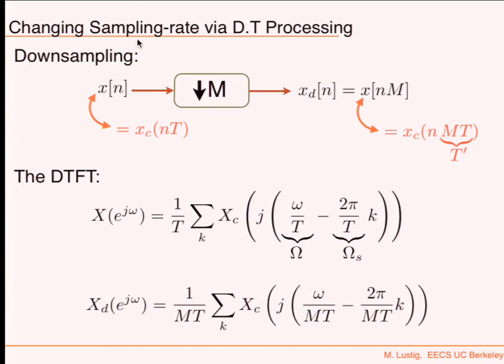Downsampling. We start with x of n. We're downsampling by a factor of M. This is a compressor operation. It chooses every Mth sample. Is that shift invariant? No. What else? Well, what properties? Is that linear? Is that memoryless?